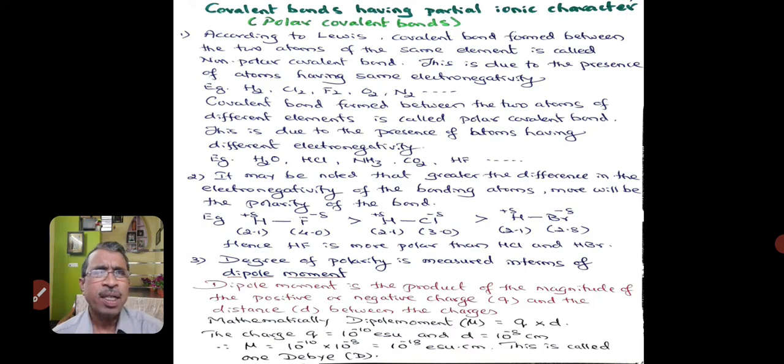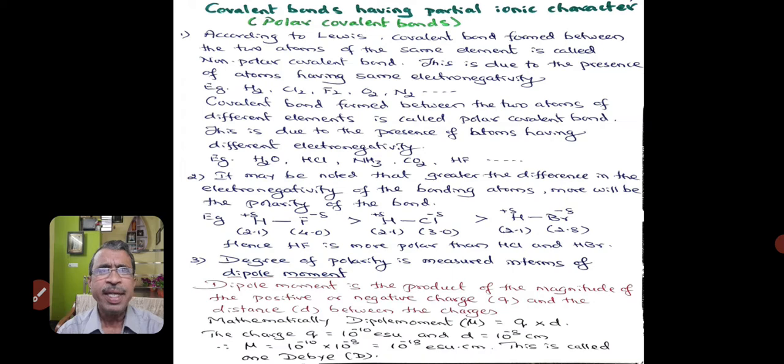It may be noted that the greater the difference in the electronegativity of the bonding atoms, the more will be the polarity of the bonds. For example, if I take HF, HCl and HBr, the electronegativity of hydrogen in all the cases is 2.1. In the case of fluorine, the electronegativity is 4. So the difference is more now. In the case of chlorine, it is 3. In the case of bromine, it is 2.8. Therefore, HF is more polar than HCl and HBr.